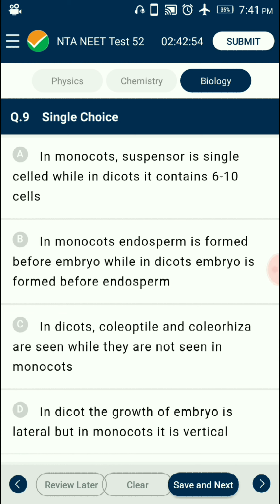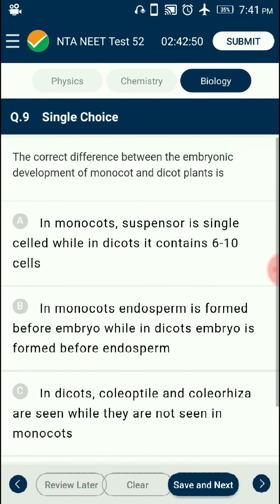In monocots, the basal cell enlarges and forms a large vesicular suspensor. In dicots, the basal cell divides horizontally to form a layer of 6 to 10 cells called the suspensor. The cell touching the embryo is the hypophysis, while the cell on its extreme opposite is the haustoria. So the correctly matching option is option A. In monocots, suspensor is single-celled, while in dicots it contains 6 to 10 cells.